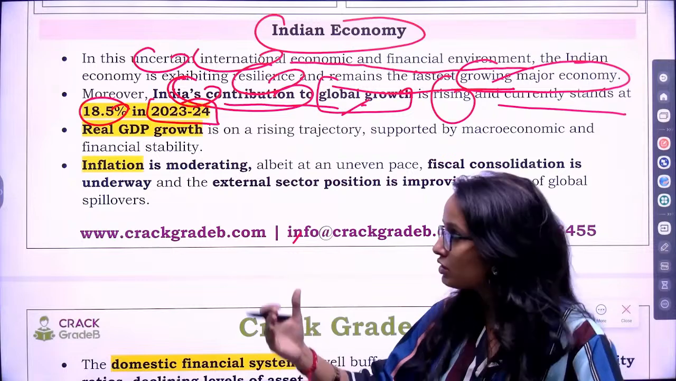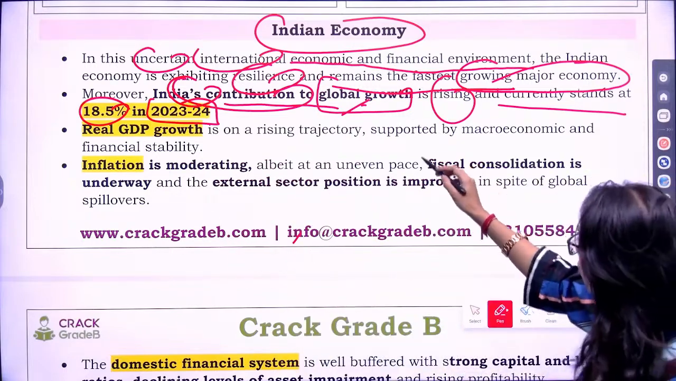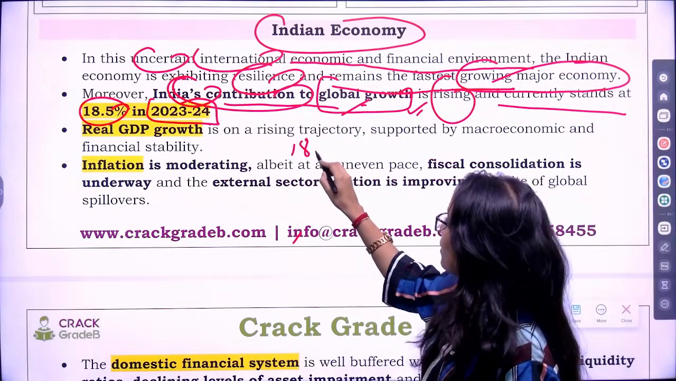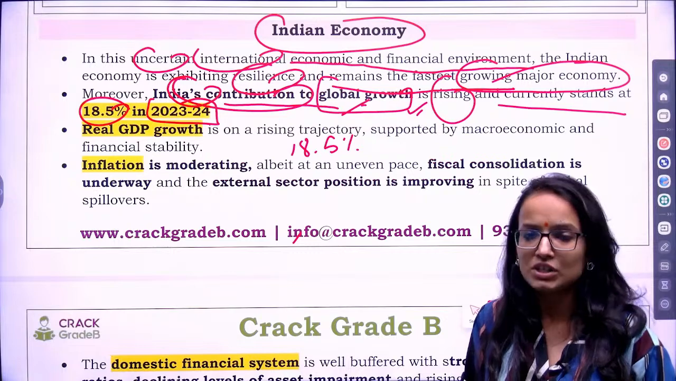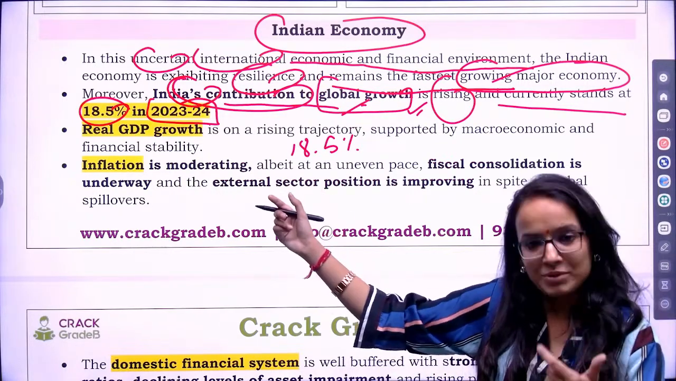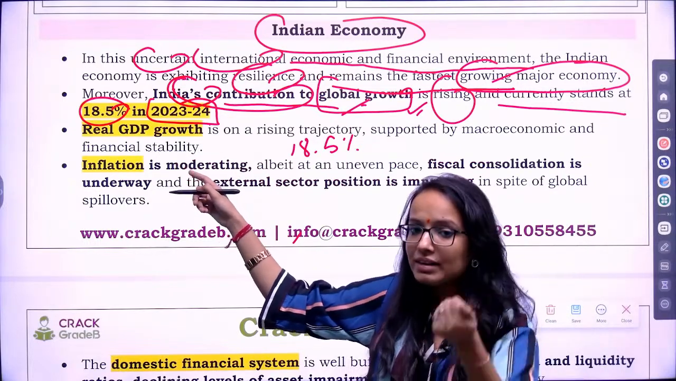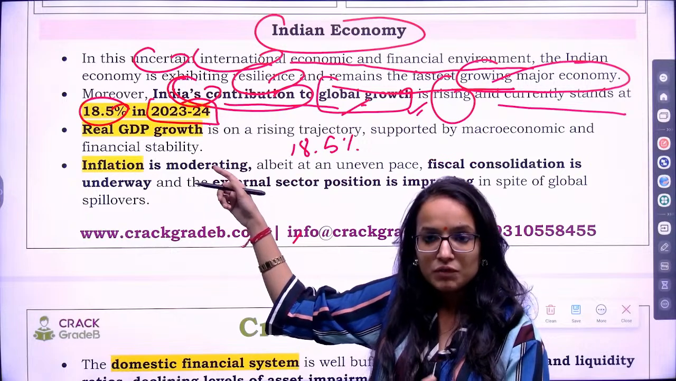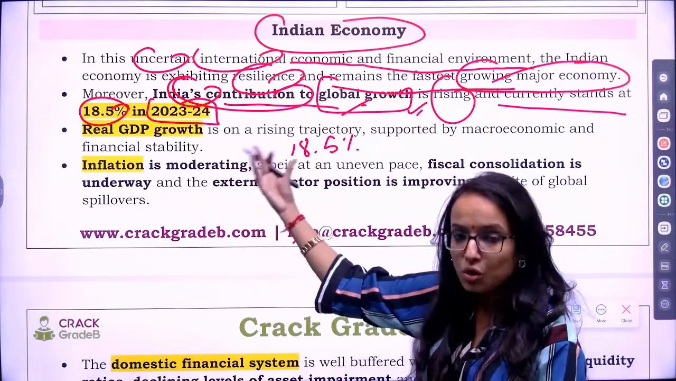It is still rising. So in 2023-2024, India's contribution to global growth has stood at 18.5%, which is not low. That is good. That shows that your economy is performing well. It will also boost investors' confidence, so you will be able to attract capital. Inflow of capital, right? Inflow of investments, funds, foreign funds as well. So this is a good indicator.